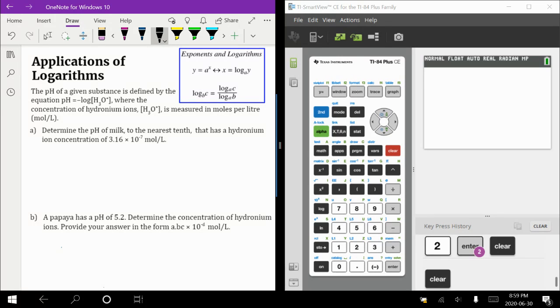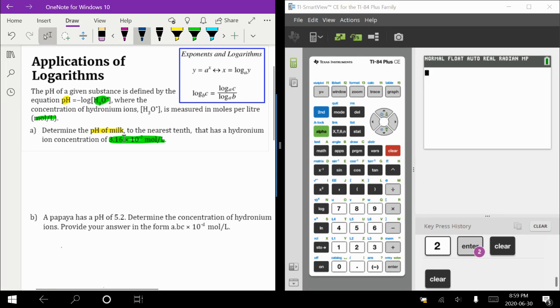Hey everyone, in this video we're going to look at applications of logarithms. The pH of a given substance is defined by the equation pH equals negative log of the hydronium ion concentration, which is measured in moles per liter. For part A, we want to determine the pH of milk to the nearest tenth that has a hydronium ion concentration of 3.16 times 10 to the negative 7 moles per liter.